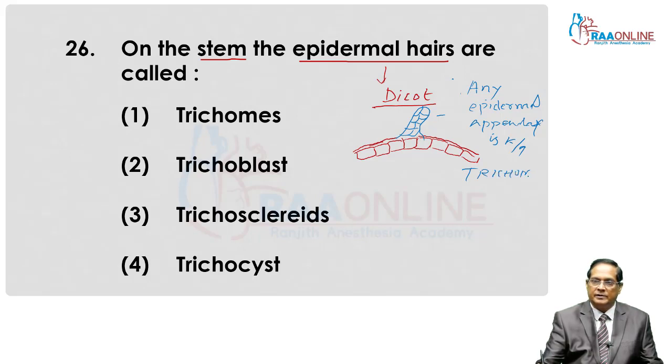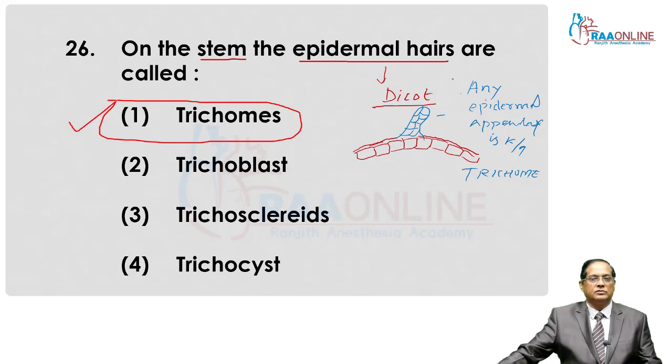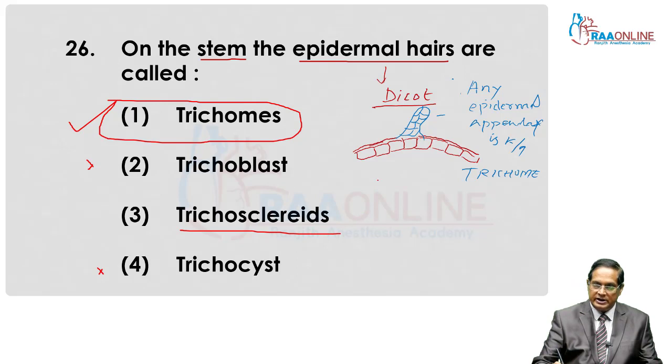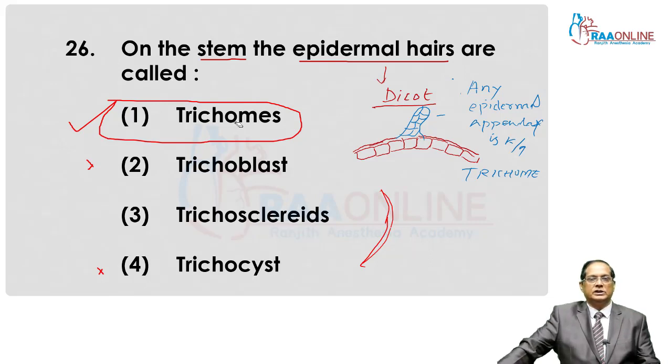That's why these are also trichome. So the answer of 26th question is trichome. And these two structures are not concerned with the botany, but trichoscleride is concerned with the botany. Trichoscleride is a type of scleride which is fine and hair-like. So the answer of this question is trichome only.